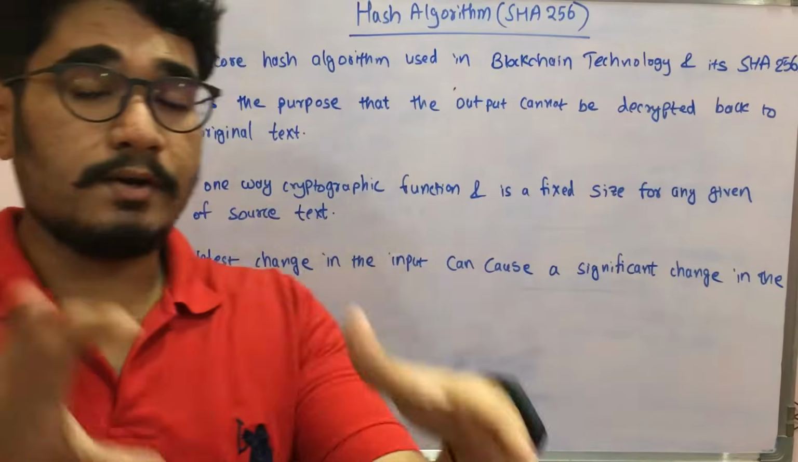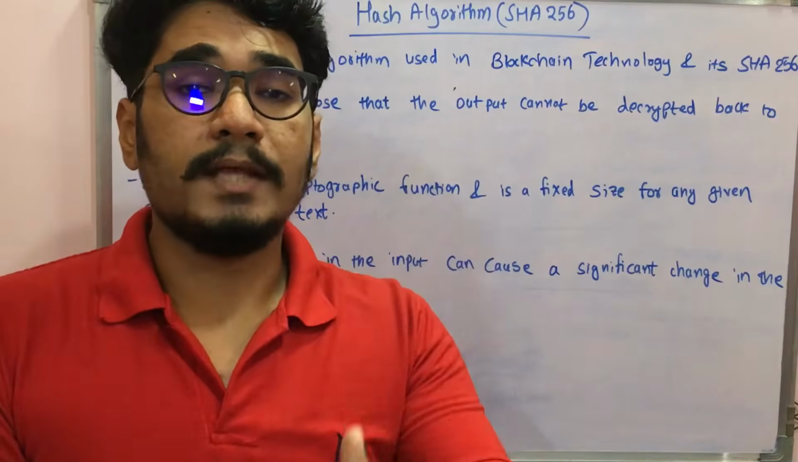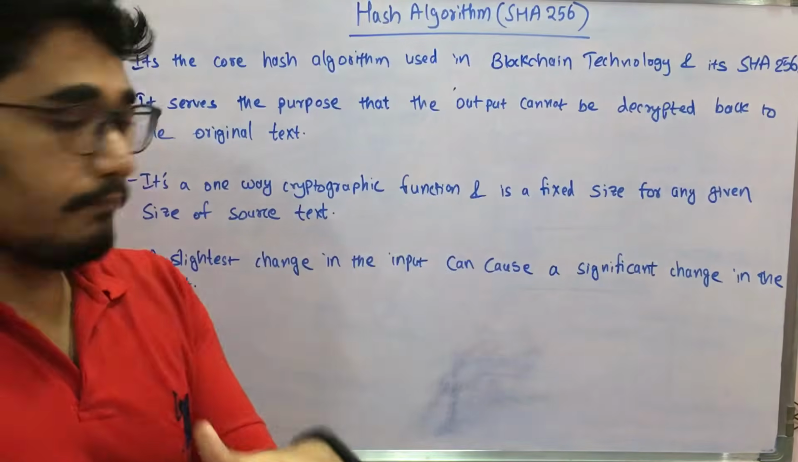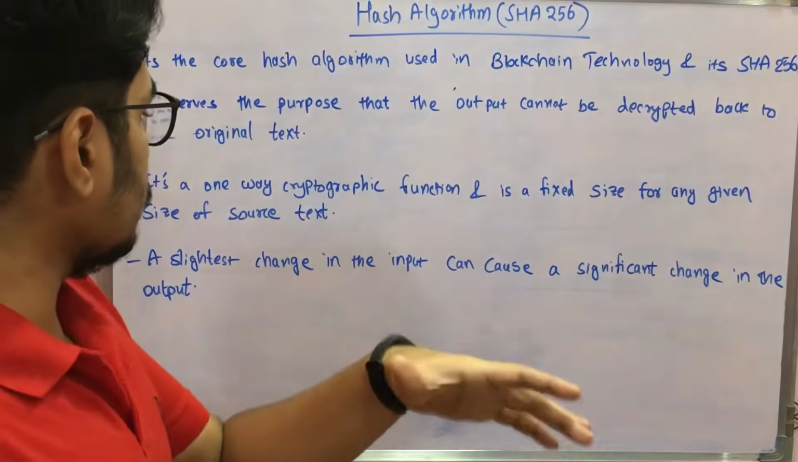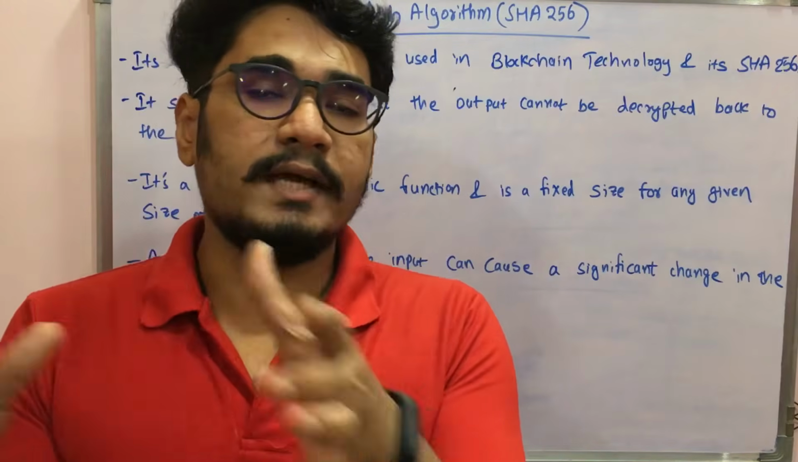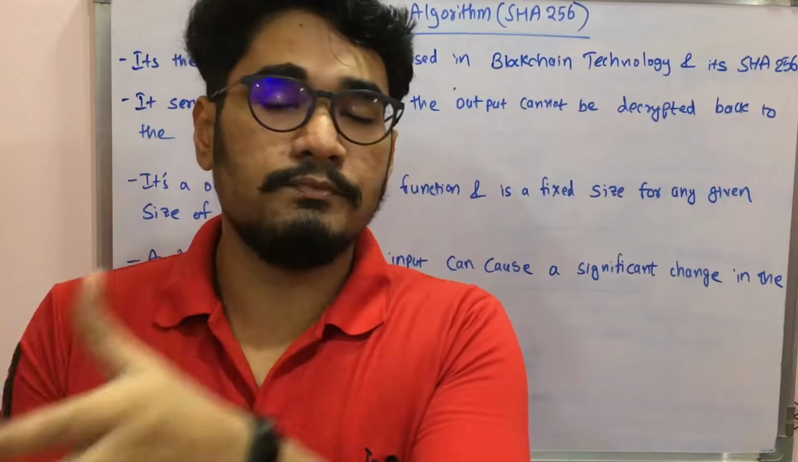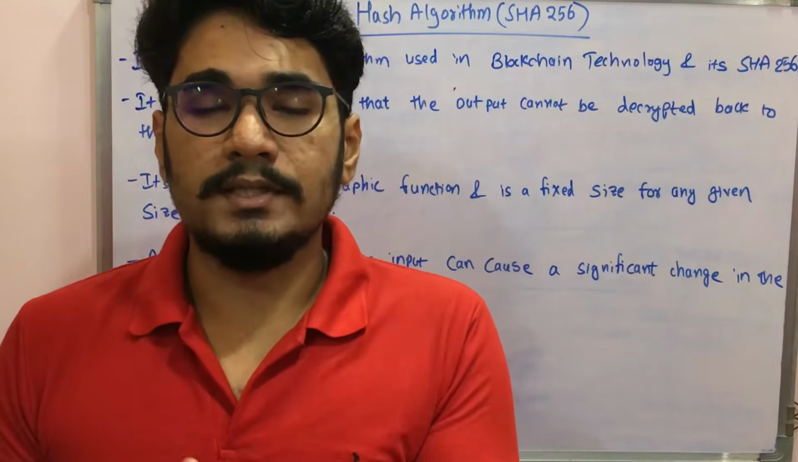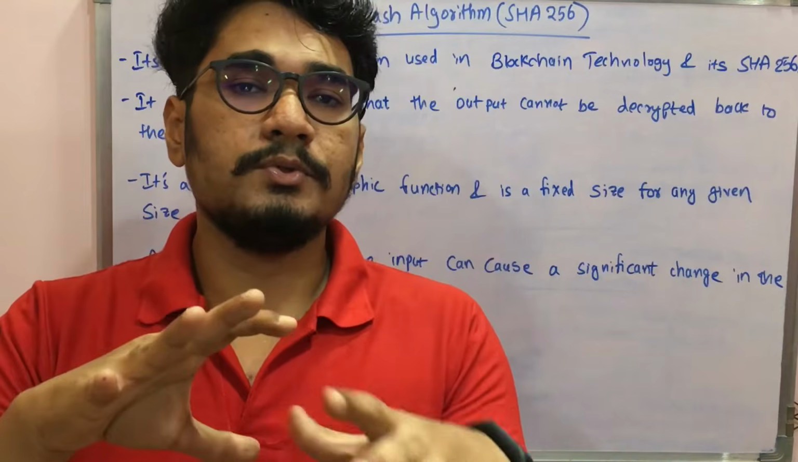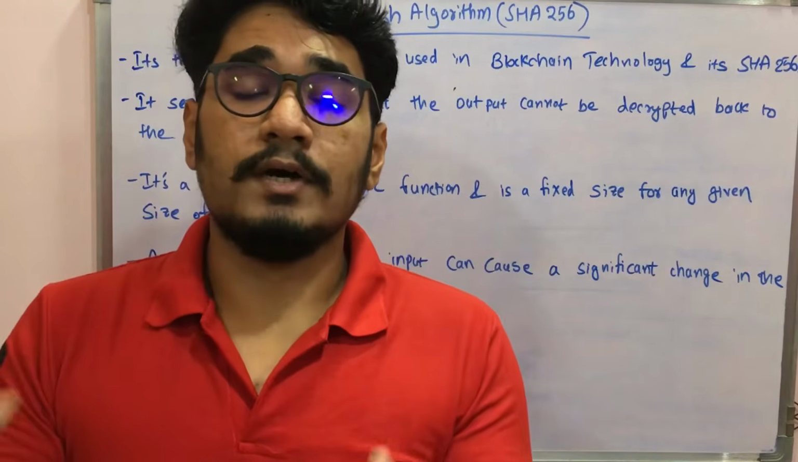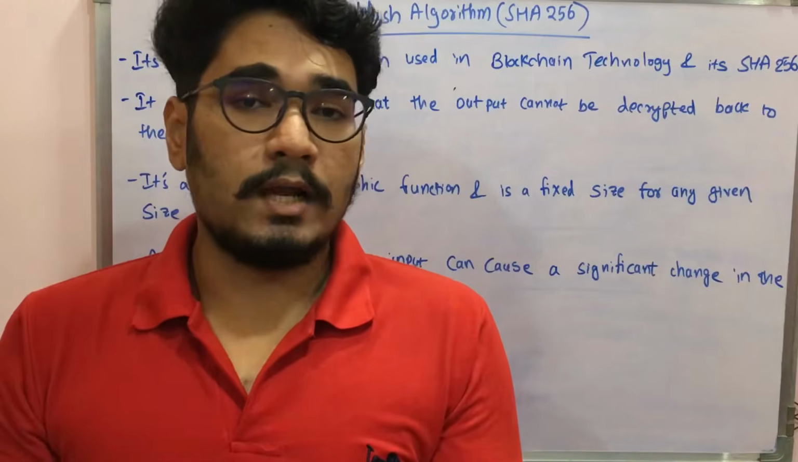So essentially it's there in the hash algorithm, and so we adopt that in blockchain. It's a one-way cryptographic function. It's a fixed size for any given size of source text. So you have a text, maybe of 32, 34 lines or kilobytes. You just input it to a hash generator, and it will generate a particular encoded output.